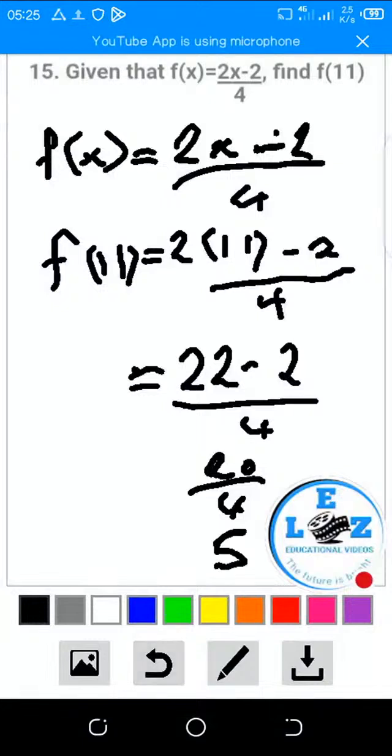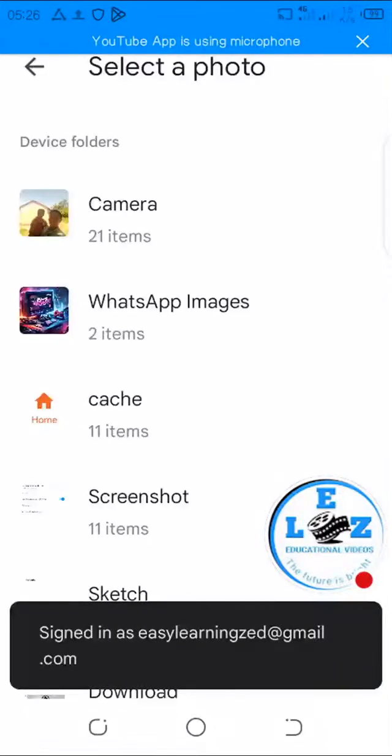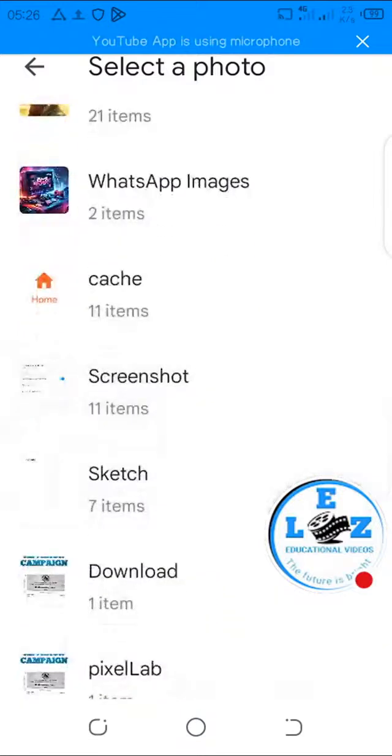So we are going to get the answer 5 when x is equal to 11. Okay, so basically that's how you solve this one. Okay, let's check another question. Please, if you have got questions, don't hesitate to ask in the comment section. I'll be glad to respond to your questions.